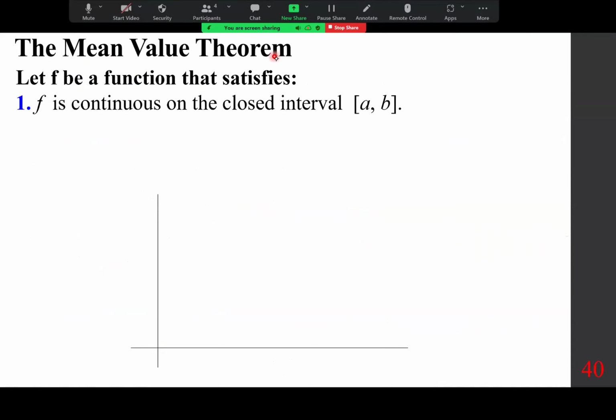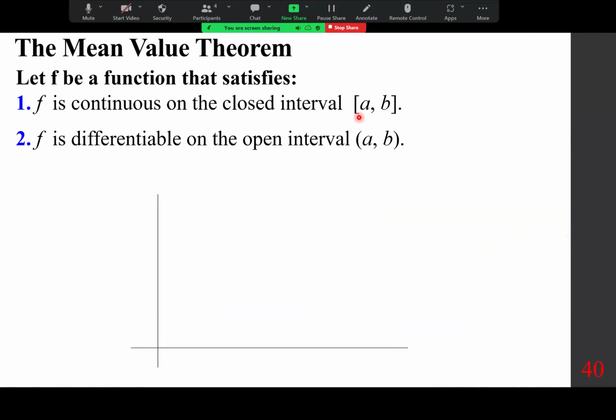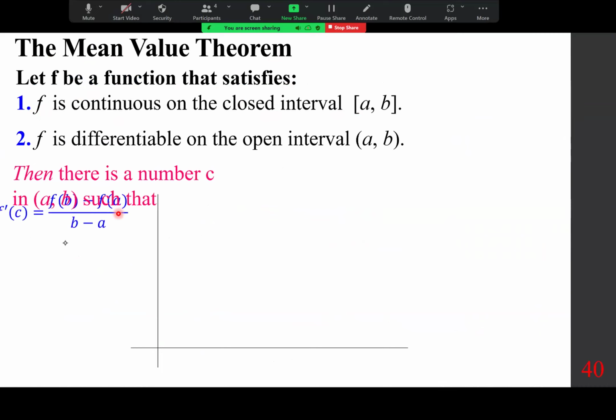The mean value theorem. Now, what is the difference between the two? Let f be a function that satisfies number one, f is continuous on the closed interval of a to b. Number two, f is differentiable on the open interval of a to b. Up to now, it's the same as Rolle's theorem. And then there is a number c in the interval of a to b, such that f prime of c equals f of b minus f of a over b minus a. Let's see the meaning of that, and therefore the difference between this and Rolle's theorem.